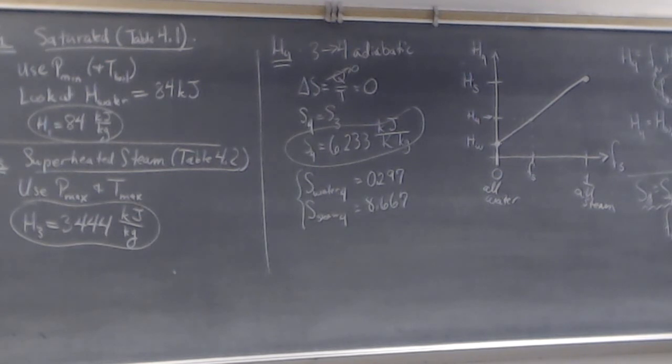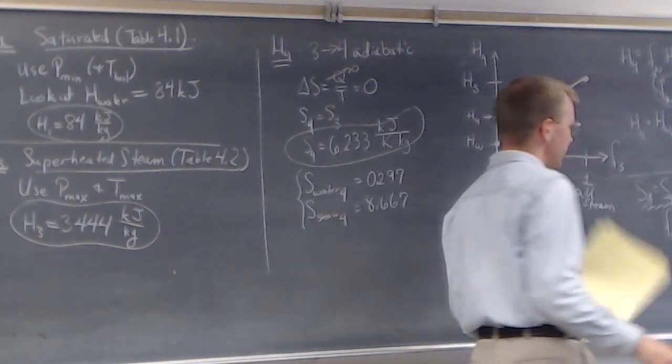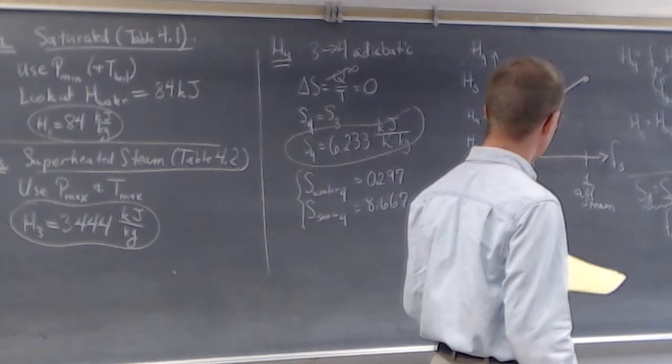This is 6.233, that's 0.297. This is 8.667, and that's 0.297. And I get my fraction of steam is 71%. Honestly, you'll have to sit down and try to work this out to get the interpolation. This is the trickiest part. The math is not hard, it's just the setup, keeping things straight.